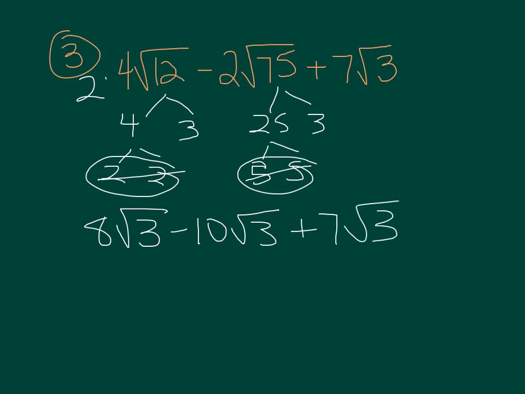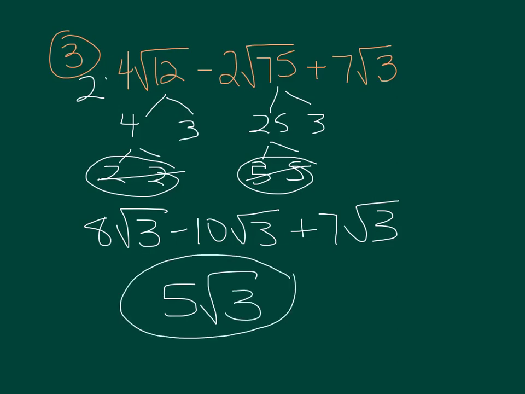Okay. Now they all have the same radical. Okay, so they're all like radicals, so I can combine. 8 minus 10 is negative 2, plus 7 is 5. This is 5 square root or radical 3. Okay, so that's adding and subtracting radicals.